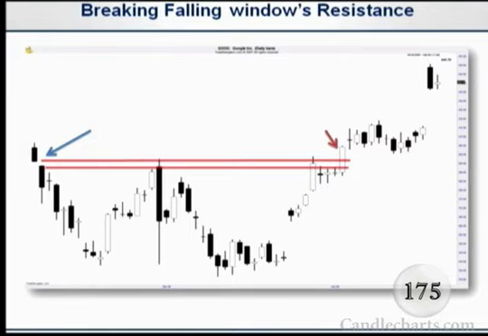Now, if the market had pulled back here and then starts moving up, this window is no longer resistance. It's broken. Everybody see that? Once the window's resistance is broken, you don't use it as resistance anymore. Once the falling window's resistance is broken.